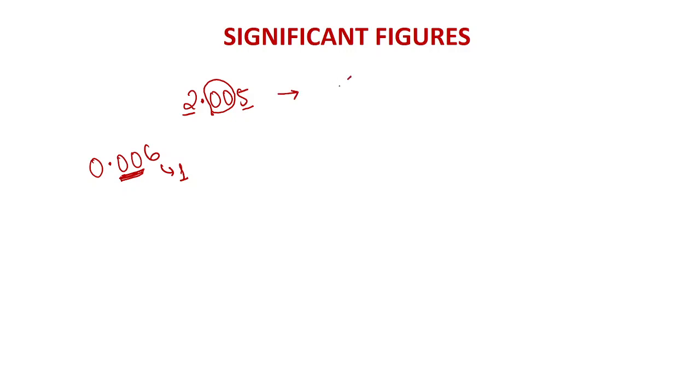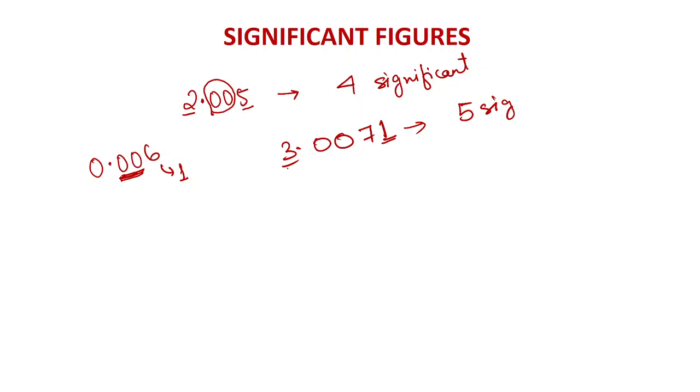this will have four significant figures here. Suppose another example, let me take 3.007, and suppose it is 1 here, then here you have 5 significant figures. It means that if a 0 is bound in between two significant figures, means in two non-zero numbers, then that 0 becomes significant. But in these cases, this 0 is not significant or it is insignificant.